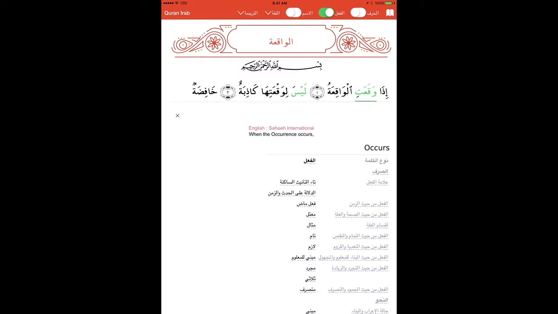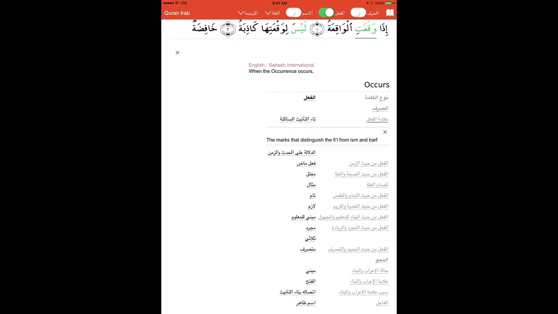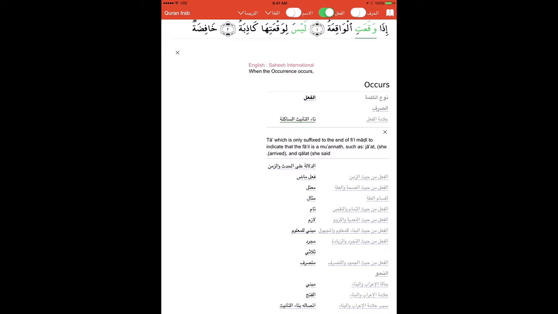So waqi'ah is not a lady or a female, but as I've mentioned earlier, every word in the Arabic language has a gender. So waqi'ah is of the feminine gender. So waqa'at has alamatul fi'l, the signs of fi'l. You have ta at-ta'nith as-sakinah, ta which is only suffixed to the end of fi'l madi to indicate that the fa'il is a mu'annath, of feminine gender. So here, waqa'at, it's supposed to be a sakin there. So it's not supposed to be kasra, waqa'ati.